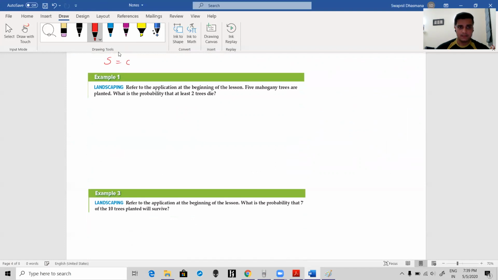S is 0.9, D is 0.1. 5 mahogany trees are planted, so N is 5. What is the probability that at least 2 trees die? When they say at least, that means they want me to find the probability of 2 deaths. They want me to find the probability of more than 2, which is 3 deaths. They want me to find the probability of 4, and they want me to find the probability of 5.